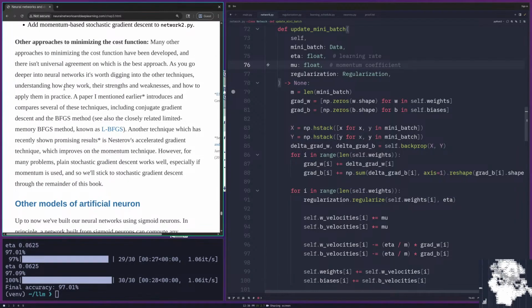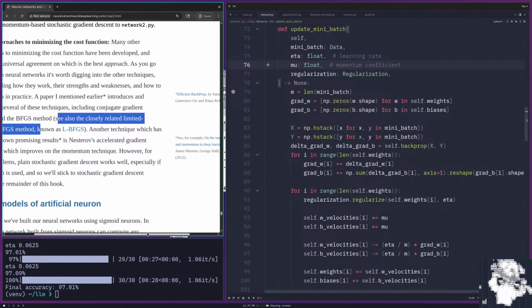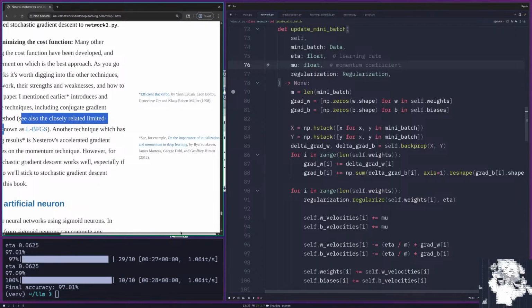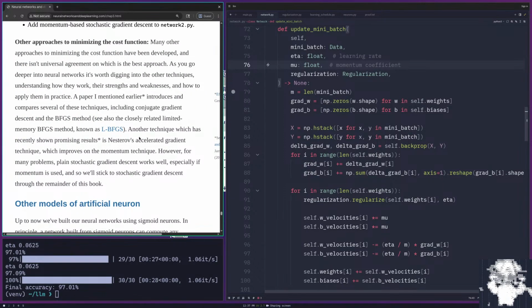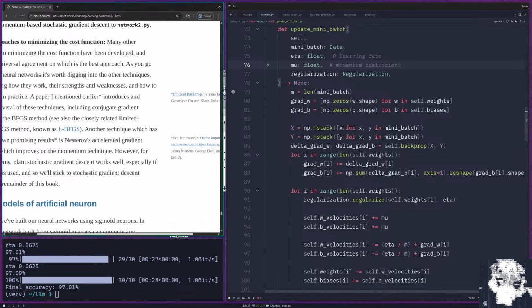A paper I mentioned earlier introduces and compares several of these techniques, including conjugate gradient descent and the BFGS method, also known as the Broyden-Fletcher-Goldfarb-Shanno method. See also the closely related limited memory BFGS method, known as LBFGS. Another technique which has recently shown promising results is Nesterov's accelerated gradient technique, which improves on the momentum technique. However, for many problems, plain stochastic gradient descent works well, especially if momentum is used, and so we'll stick to stochastic gradient descent through the remainder of this book.